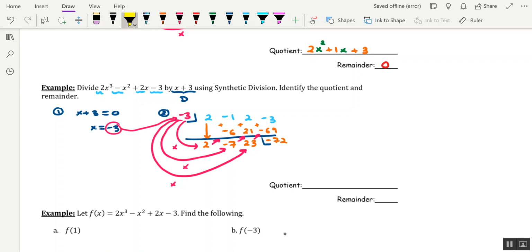Again, these will be the coefficients of our quotient. And we started out with a degree 3 polynomial dividend, which means our quotient is going to have a degree 2. Therefore, the first coefficient will go in front of x squared. The second coefficient will go in front of x. And then 23, which is positive, will be our constant term. And this time our remainder is negative 72.